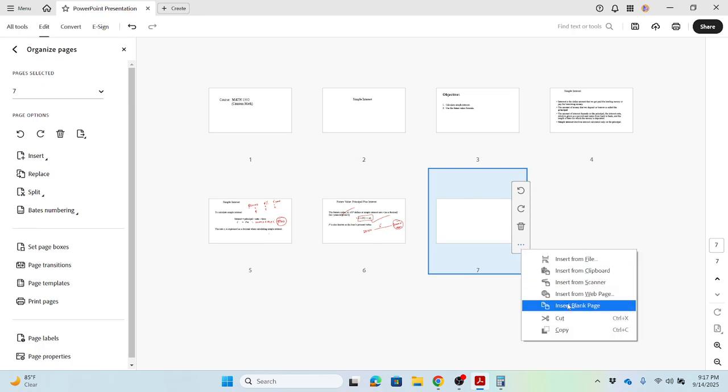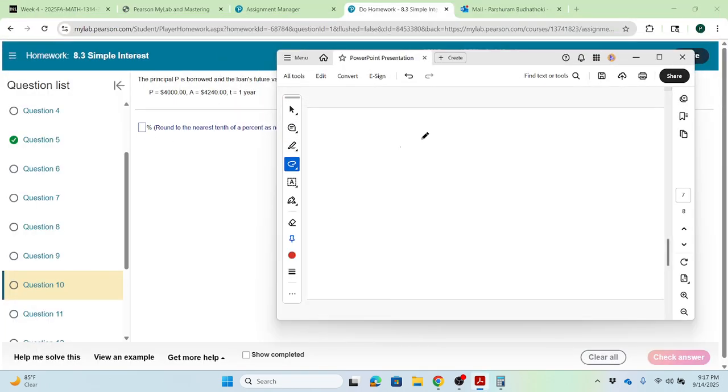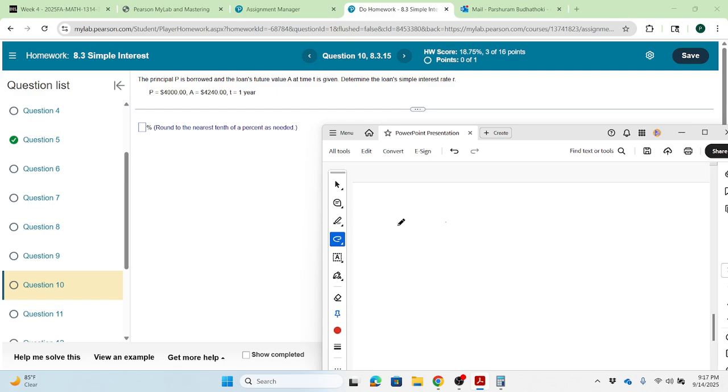Let me just show you. The amount, the future value, which is A, equals principal times 1 plus rate times t. In this problem, A is given, which is 4,240 bucks, and the principal is given, which is 4,000, and the time is given, which is 1. So r times 1 is r. We would like to find out the r.